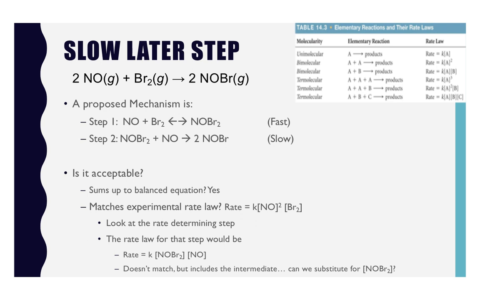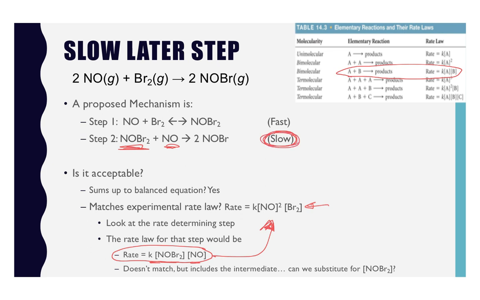Okay, so the experimental rate law was, again, k[NO]^2[Br2]. So we're going to look at the rate determining step, which again is the slow step. All right, and it is bimolecular, A plus B. All right, and so the rate law for that step would be rate equals k times the concentration of NOBr2 times NO. Okay, so that's the rate law for our rate determining step. Okay, now you'll notice that does not match the experimental rate law. So does that mean that this thing is not acceptable? Nope, not quite.